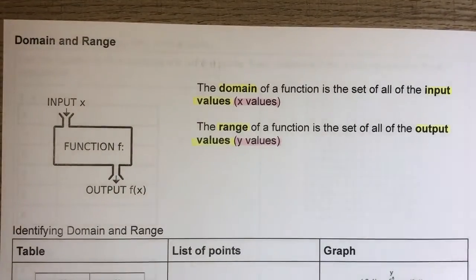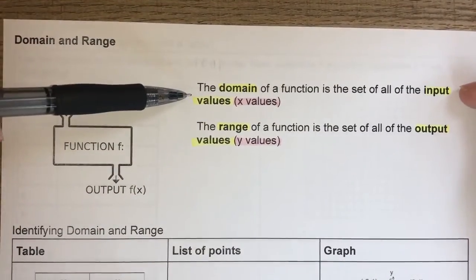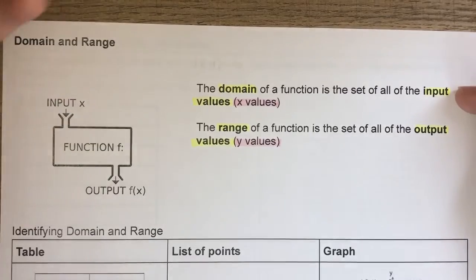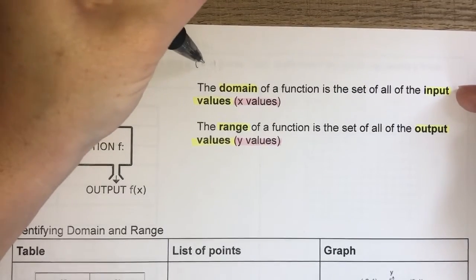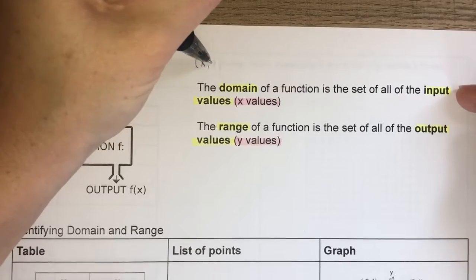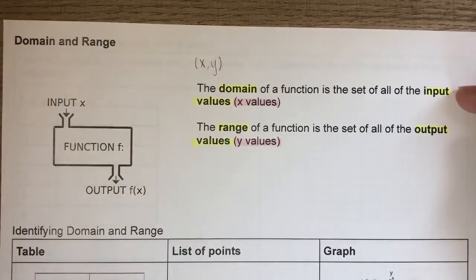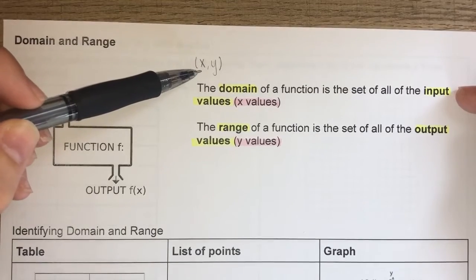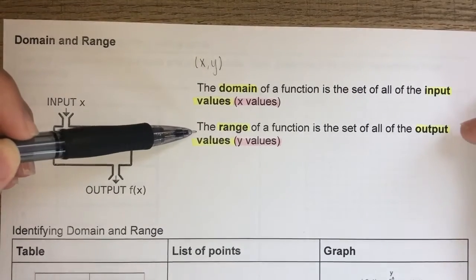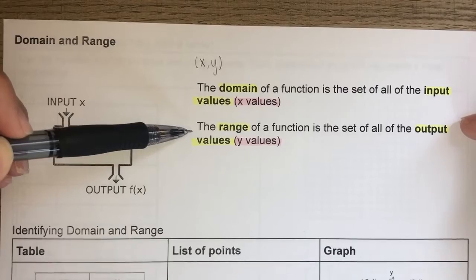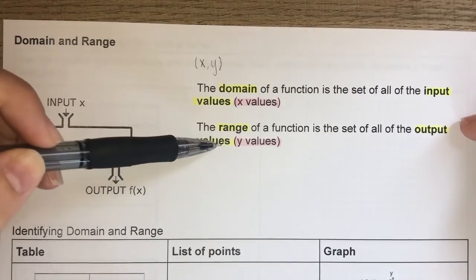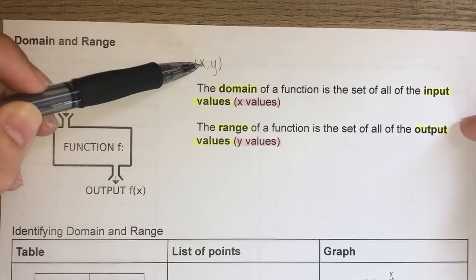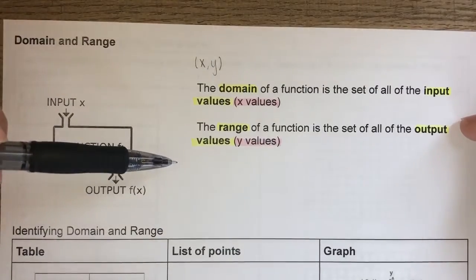So the domain of a function is the set of all the input values or x values. When we think of solutions to an equation or a function, there can be x, y points like this. So the domain is all of the x values, like that first coordinate of any point. And then the range of a function is the set of all of the output values or the y values. So the x values tell us the domain, the y values tell us the range.